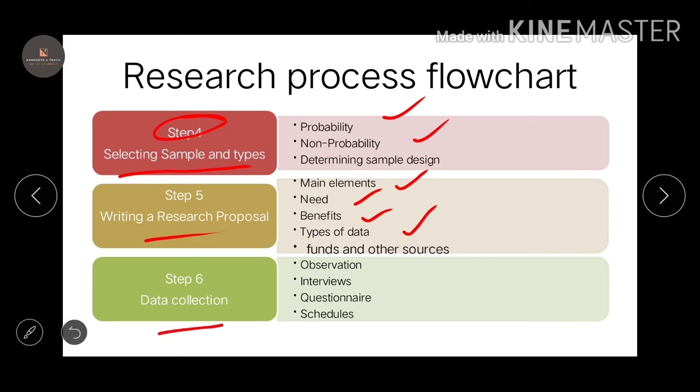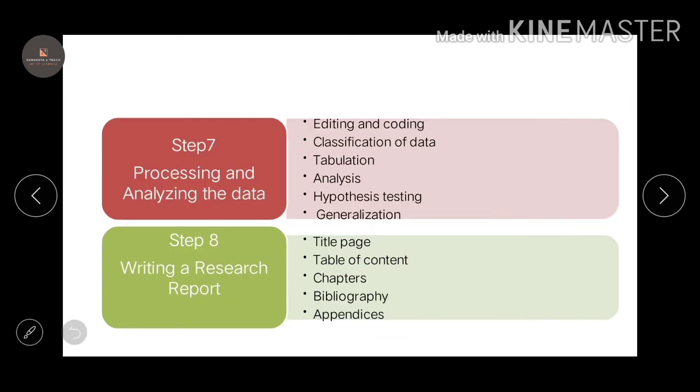Okay, and finally, collection of data. As I said, you finally collect the data. Once you are clear with how you're doing, what you're doing, you can do it by observation, interviews, schedules, questionnaires, etc. And once you collect the data, the next step is analyzing the data.